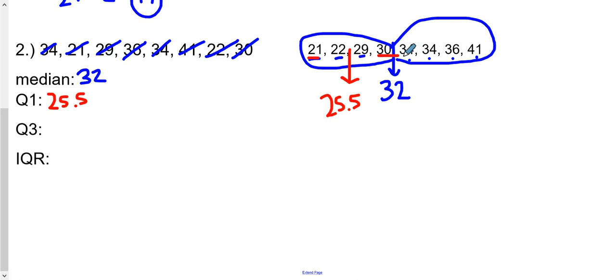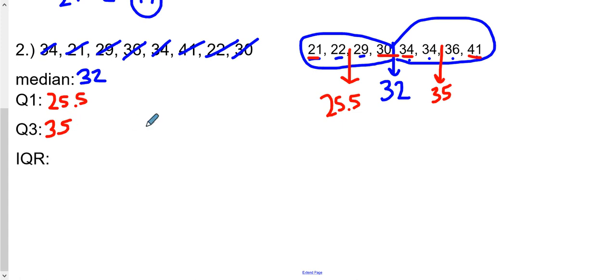Okay, now looking at Q3, same deal here. We've got one low, one high. Well, look, we've got 2 in the middle, so we've got to go right in between. Well, we know that the exact number between 34 and 36 is 35. So that means my Q3 is 35.